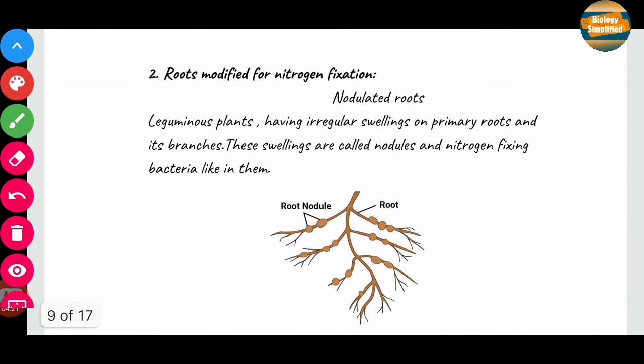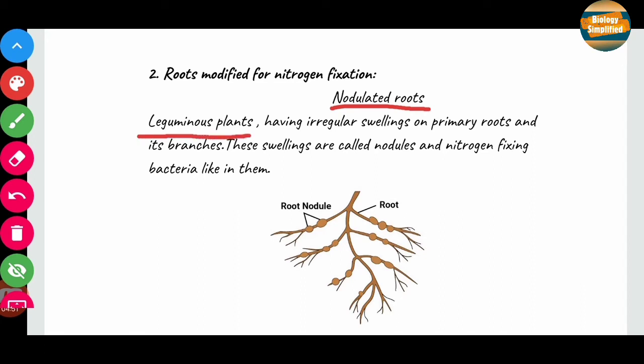Now let's move to the taproots which are modified for nitrogen fixation. These roots are changed particularly for the purpose of fixing nitrogen. Here we can see the nodulated roots. What are the nodulated roots? Nodules are present in these roots. Nodules are swellings.